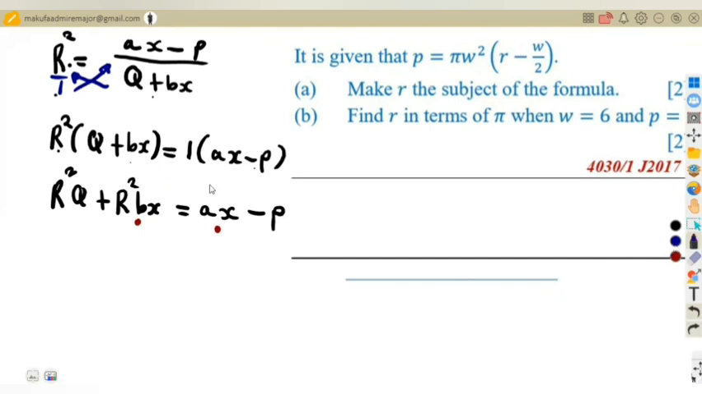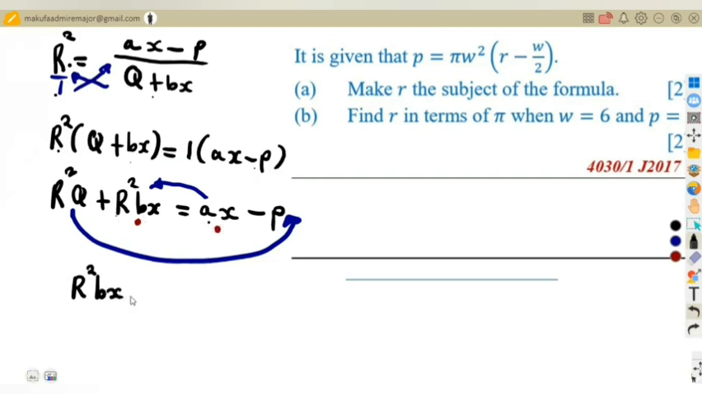So let's say I choose to collect this ax to this side. That means I'm going to transpose r squared q to the other side of the equation so that it can be a negative. So I'm going to be left with r squared bx, transpose ax to this side, it is going to be minus ax, which is equal to what? Here we are left with minus p. We transpose r squared q to this side, it is going to be a minus because it was a positive on the other side.